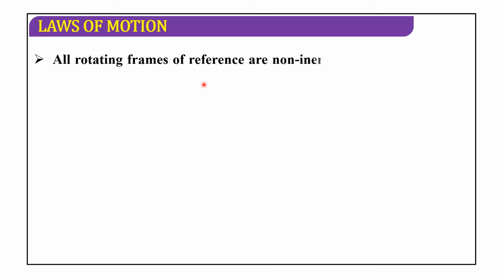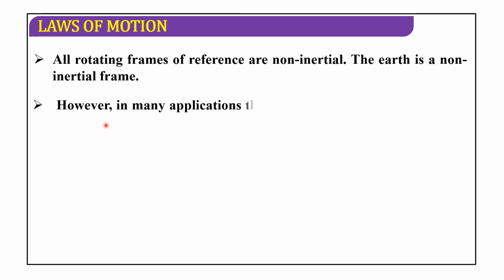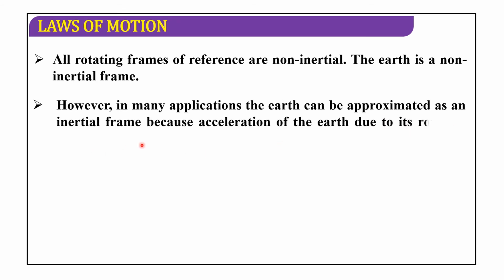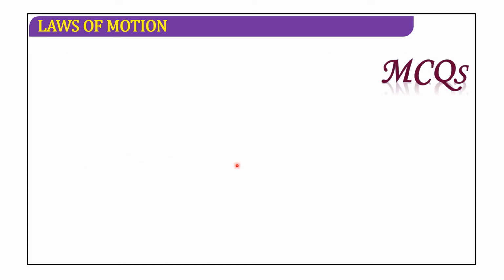All rotating frames of reference are non-inertial. The earth is a non-inertial frame. However, in many applications, the earth can be approximated as an inertial frame because the acceleration of the earth due to its rotation and revolution is negligible.